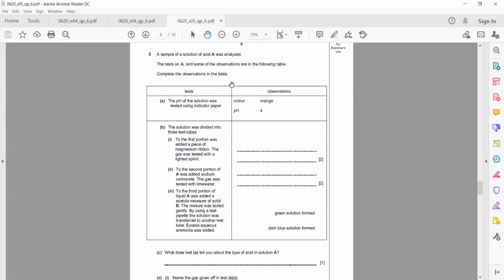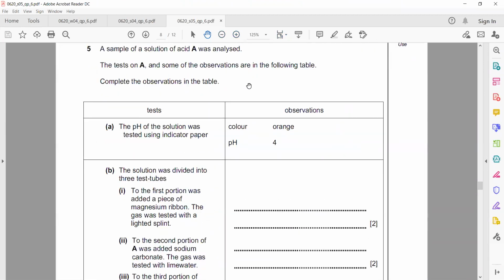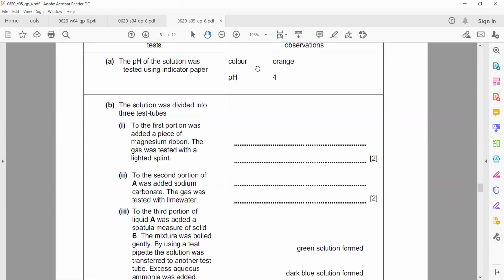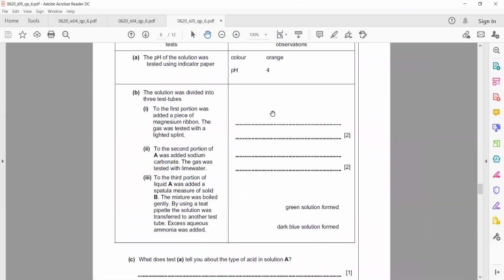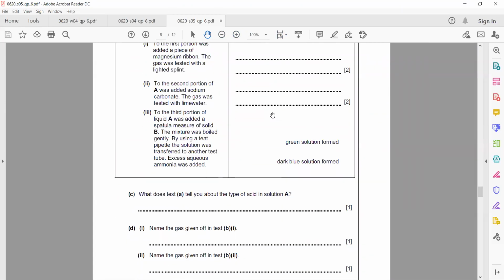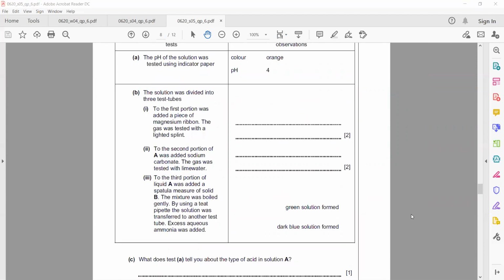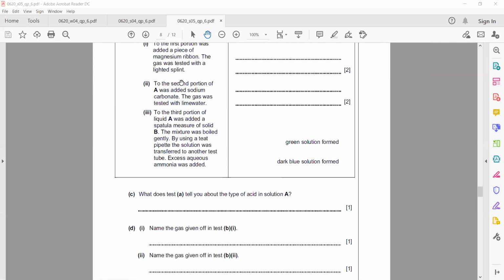In this question, a sample of solution of acid A was analyzed. Test on A and the observation. So A is an acid. The pH of the solution was tested with indicator, pH 4. So what does this give an idea? The type of acid, strong or weak? pH 4. It's a weak acid.